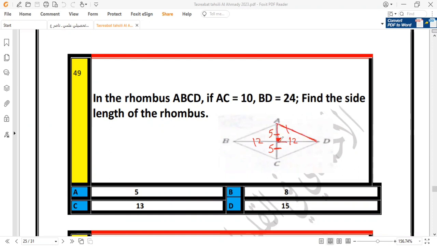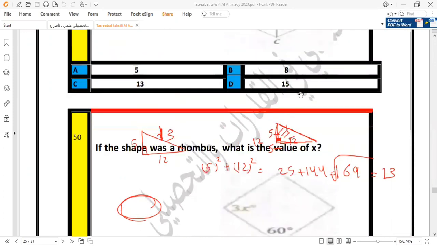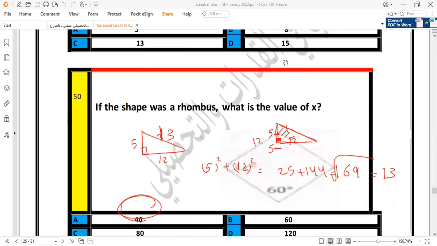Here, this triangle is a right triangle. We apply the Pythagorean theorem. Here 5, 12, how to find the hypotenuse? It's going to be 5 squared plus 12 squared equals 25 plus 144 equals 169. The square root of 169 is going to be 13. So this side equals 13. If asked to find the perimeter, you have to multiply by 4: 4 times 13.